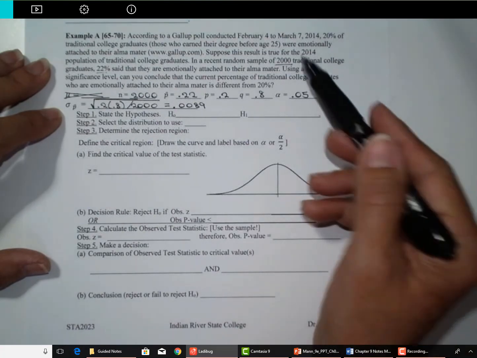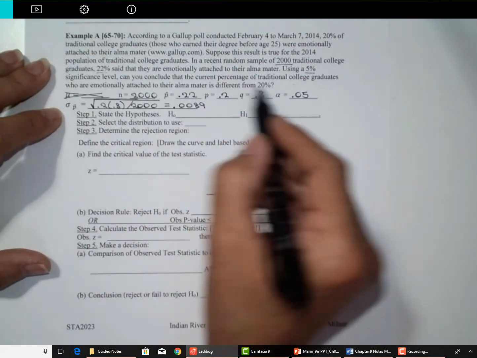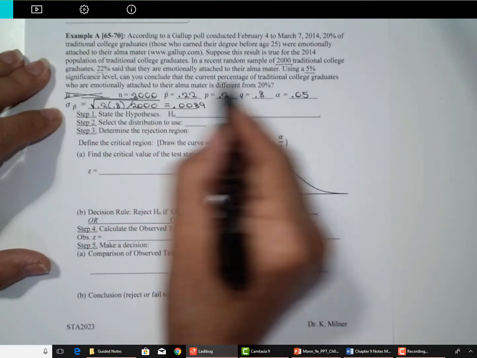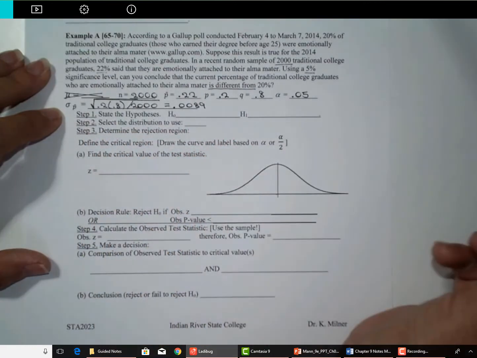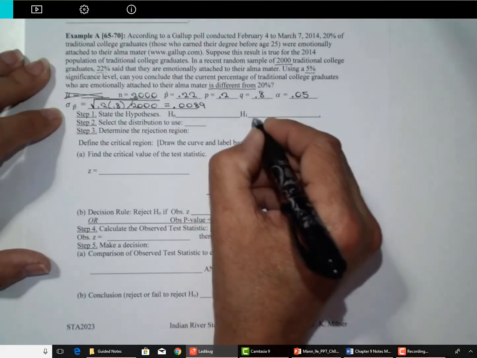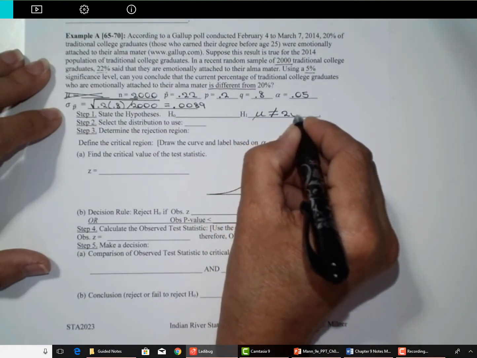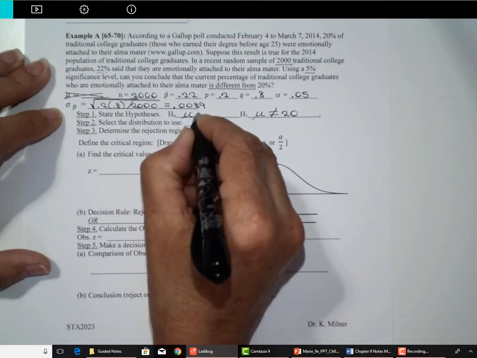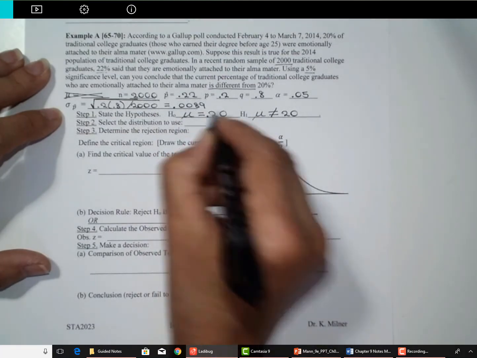Let's see if we can write our hypotheses. We'll start with the alternative. What is it they want to conclude? Well, the study is being done to see if they can conclude if the current percentage who are emotionally attached, and here's my keywords, is different from 20%. So they want to see if the mean is now not equal to 20%. Remember, that makes it a two-tailed test. What would the null be? Well, the null would be that the mean was equal to 20%. I'll say 0.2.